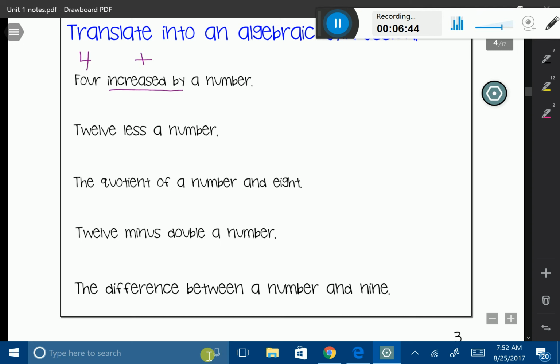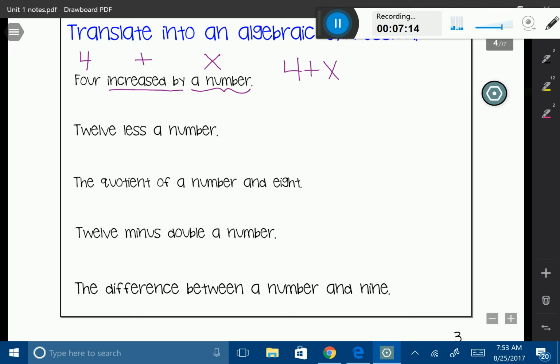And then a number. Well, if it just says a number, we don't know exactly what the number is. So when we don't know what a number is, we can just call it a variable. And I'm going to use the variable x. Feel free to use any variable that you like. So what I did there was annotate it, and what it does is it yields the answer. So my expression, 4 increased by a number, is just going to be 4 plus x. You can see that my number 4 is being increased by the letter x.